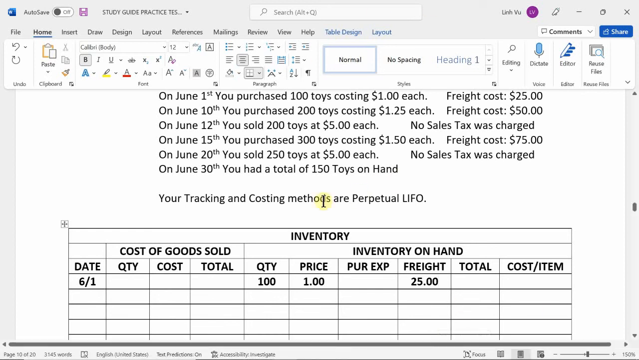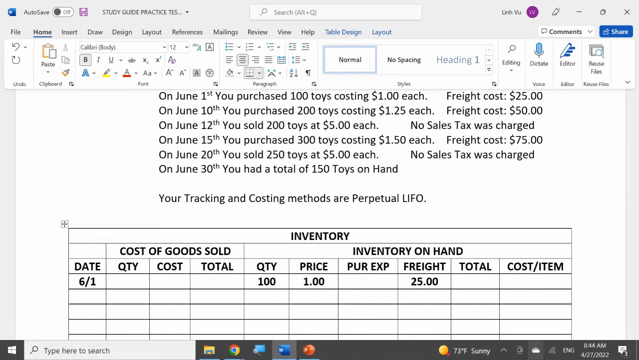So what is going to be my purchase price? 100 plus 25 gives you a total cost of $125. And because this is LIFO, I have to keep my batches separate, right? So what's my cost per item going to be? $125 divided by 100, $1.25. Okay.